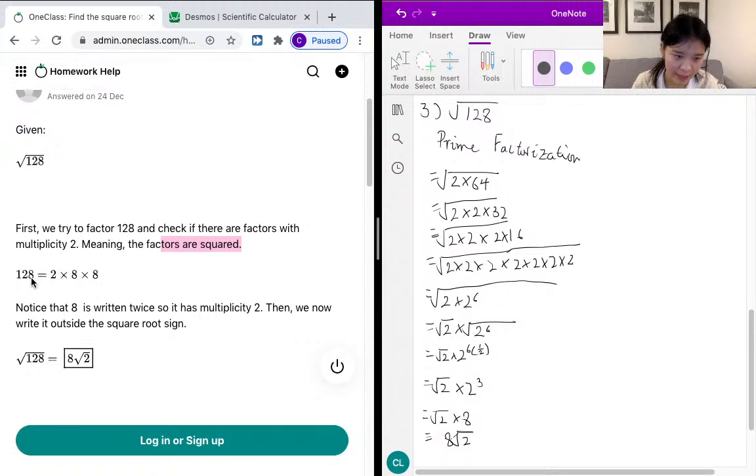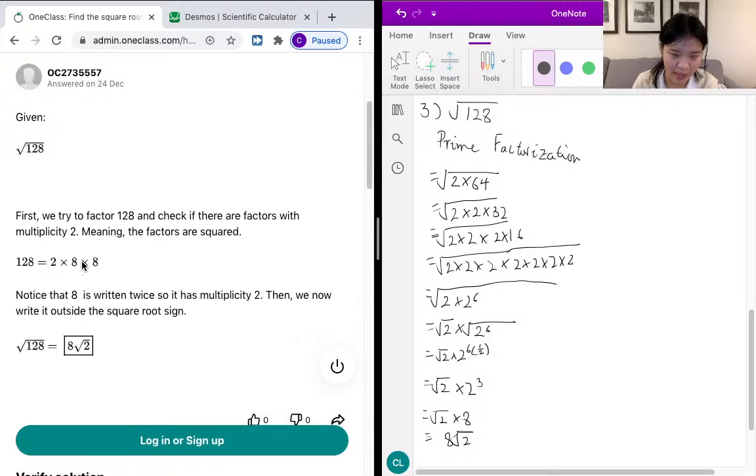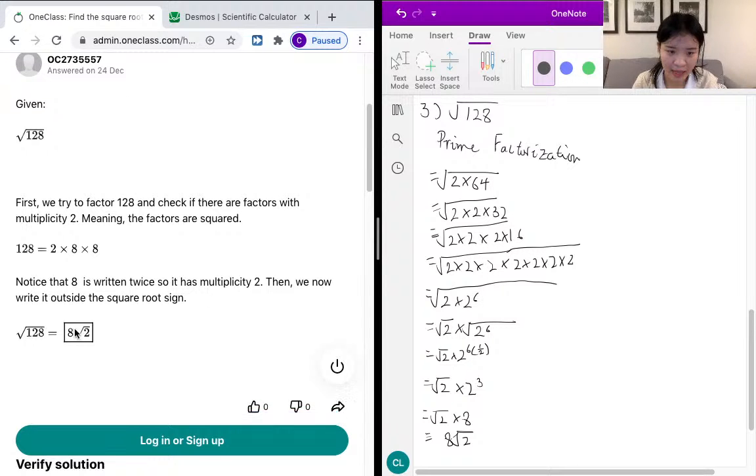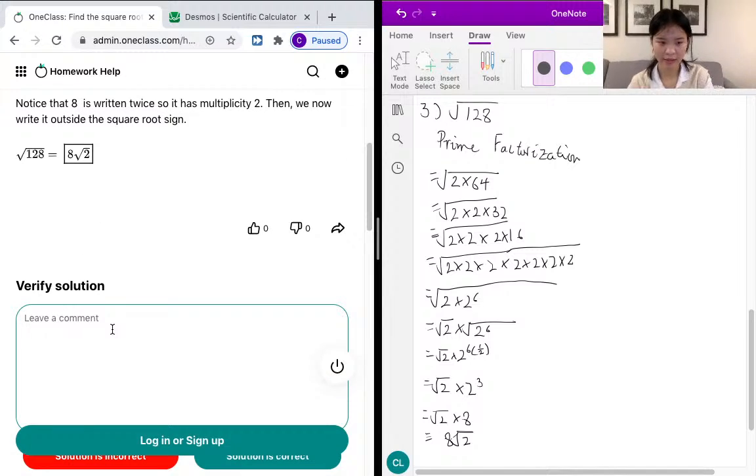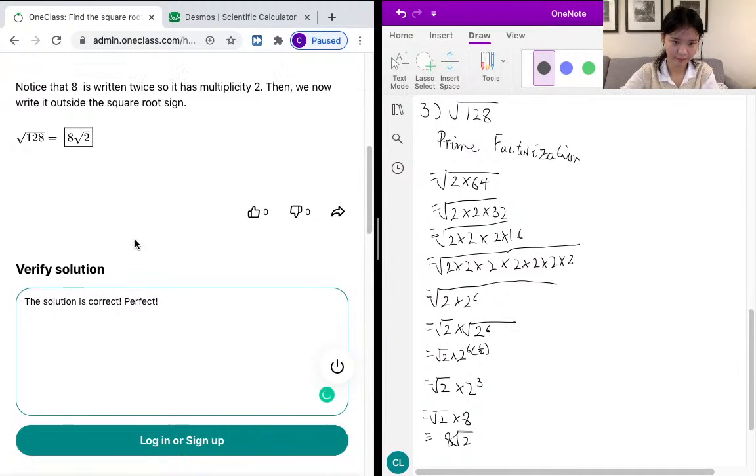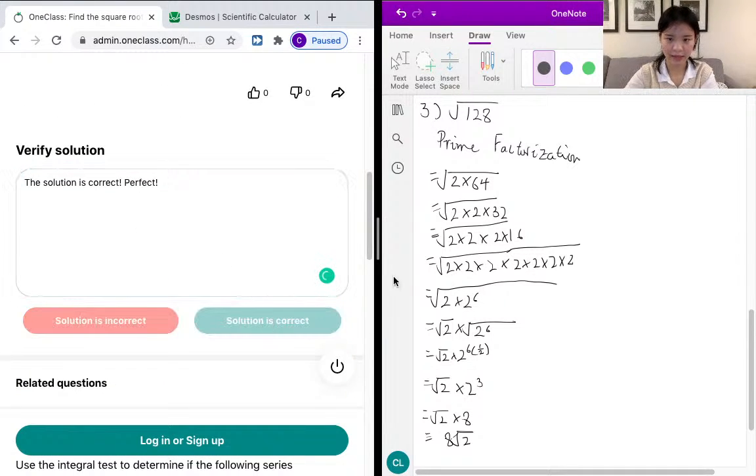Yes, they just directly went with 8 times 8 when they have the 64 over here, and their final answer is 8 root 2. That's perfect. So let's just say the solution is correct.